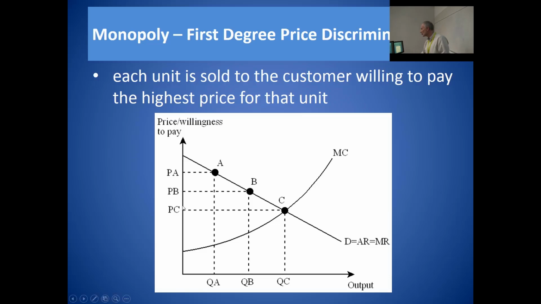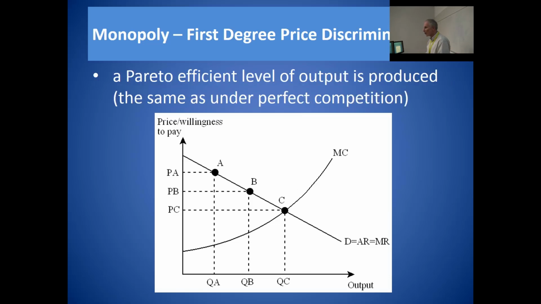Now, any units beyond QC, if we look at the price that the customers are willing to pay and the marginal cost, or the cost of producing that extra unit, the cost is higher. So it's not profitable for the monopolist to produce any units, to sell any units in excess of QC. And so, what we get is the monopolist will sell all units up until QC. And it will sell them to those customers who are willing to pay the maximum possible price.